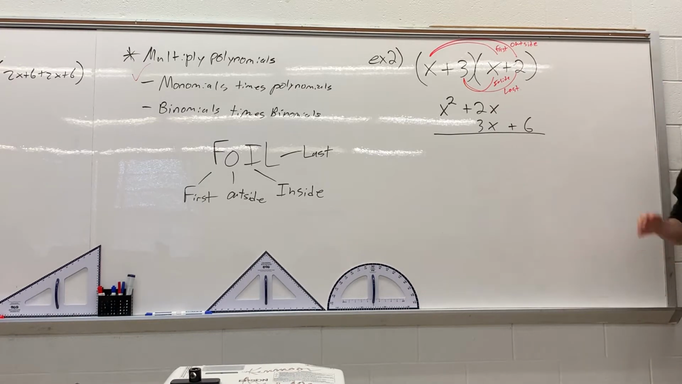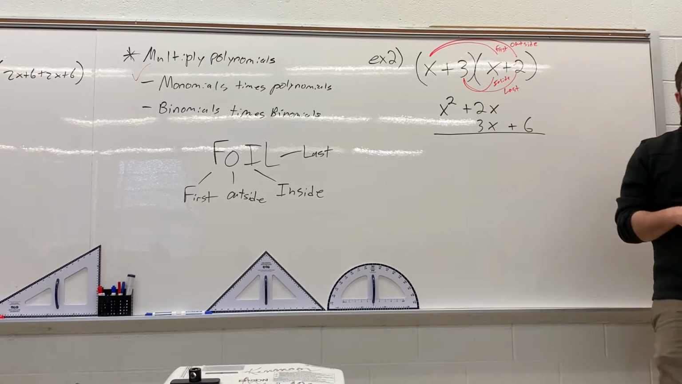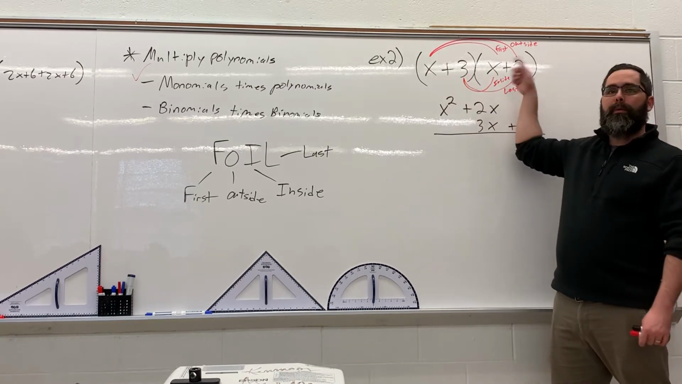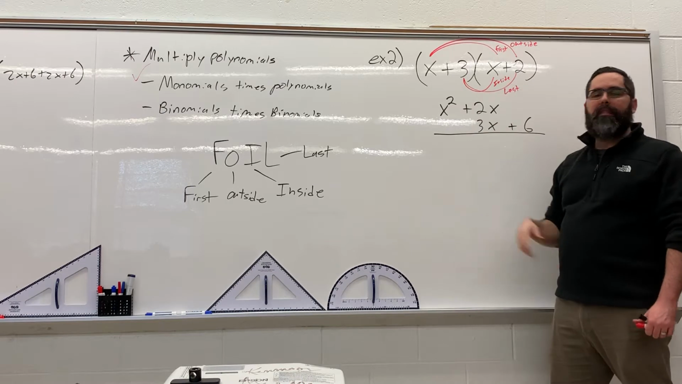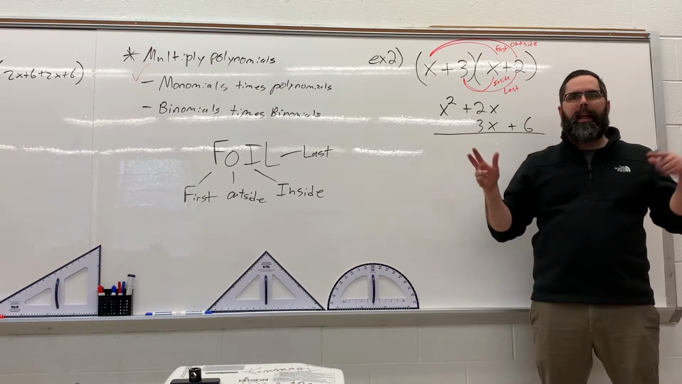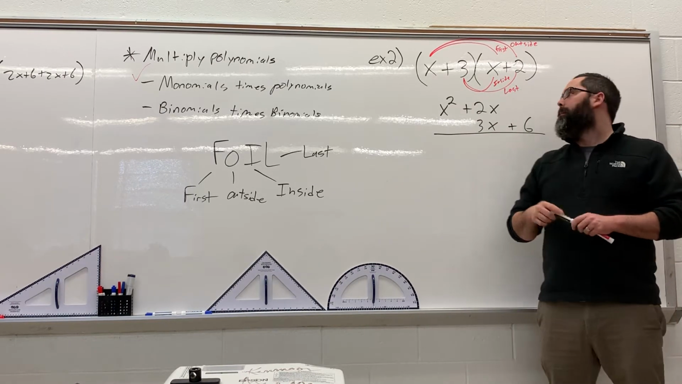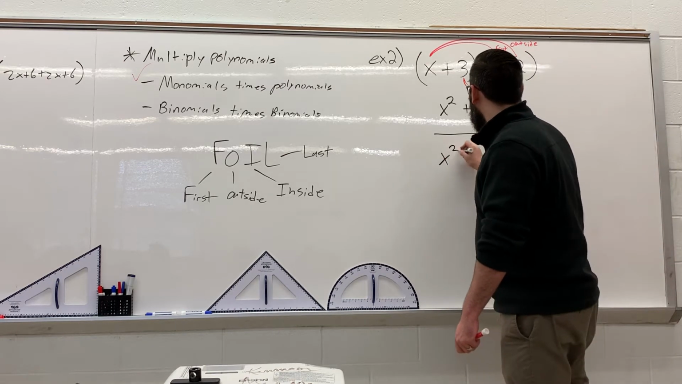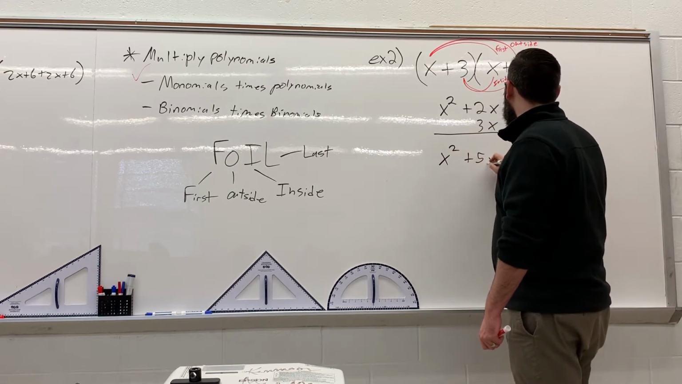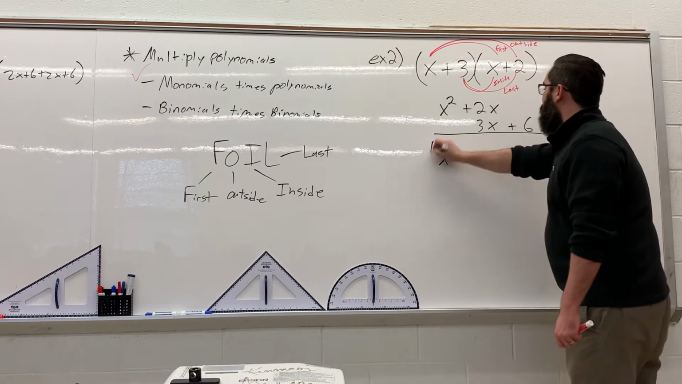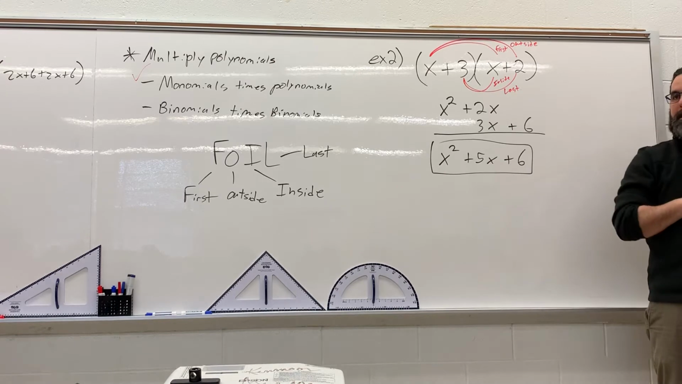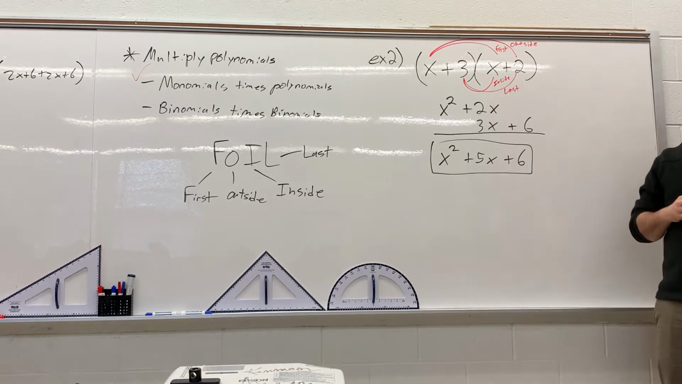When you are multiplying a binomial times a binomial, the idea is we want to multiply the x times both terms and the 3 times both terms, and this acronym just helps us remember to get everything. Now we just simplify. X squared plus 5x plus 6, which is our final answer. Yes? Yeah, your final answer should be in standard form.